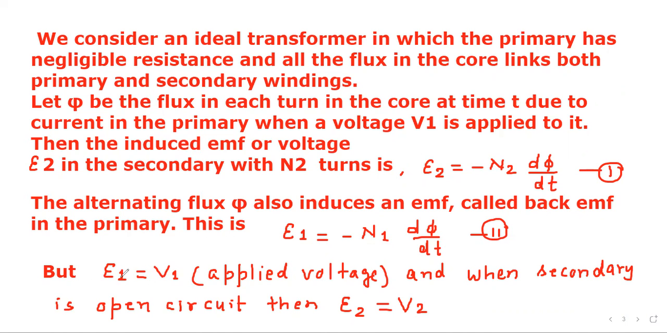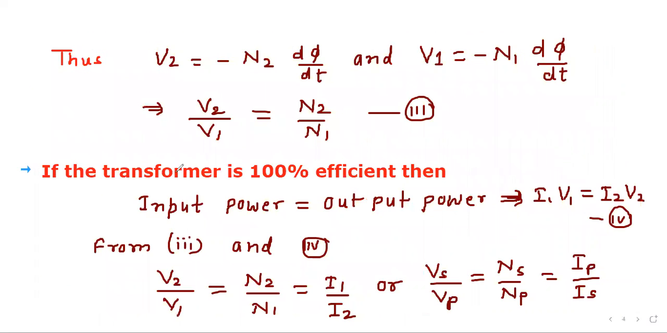But E1, the induced voltage, is equal to applied voltage, and if the secondary circuit is open, in that case E2 equal to V2. So we can write V2 equal to minus N2 d phi by dt and V1 equal to minus N1 d phi by dt. So if we equate the value of d phi by dt from these two, we will get V2 divided by V1 equal to N2 upon N1, or V secondary divided by V primary equal to number of turns in secondary divided by number of turns in primary.